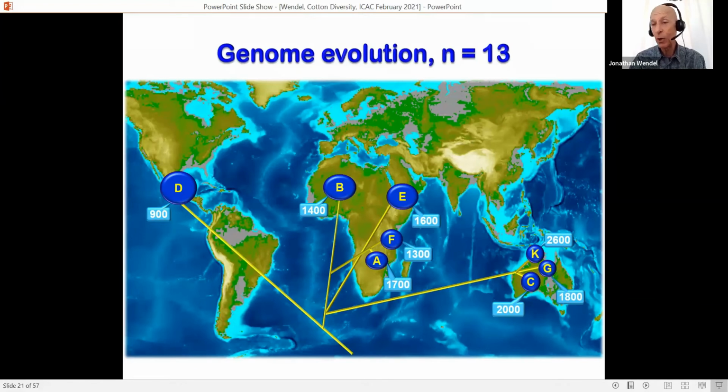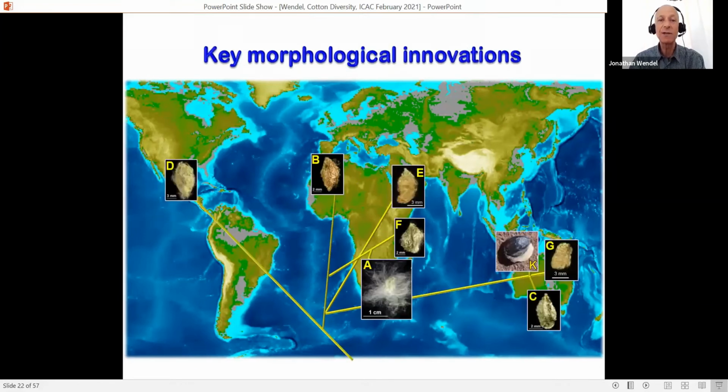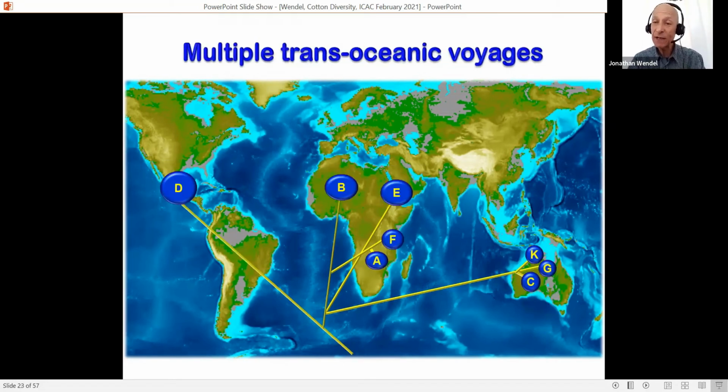We can also superimpose morphological innovations onto a phylogeny. So there, if you look at Africa, you can see F is the closest sister group to A, and that is where nature first invented long single-celled epidermal trichomes that many of you call fibers. And then we can diagnose, because the genus is only 5 or 10 million years old, the continents haven't moved very much. So that means cotton has a fondness for oceanic travel. There must have been a colonization of the New World with an African origin. There must have been a colonization of Australia.